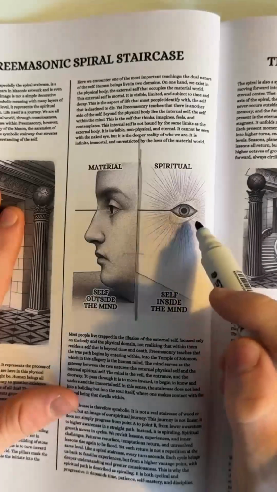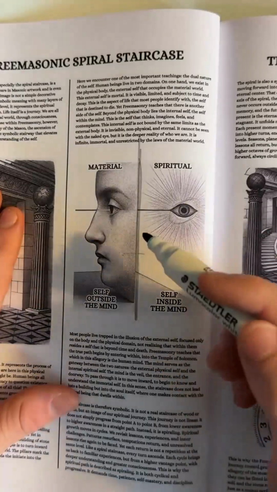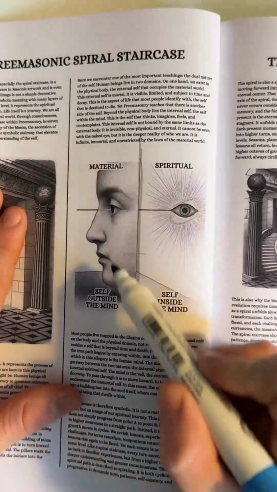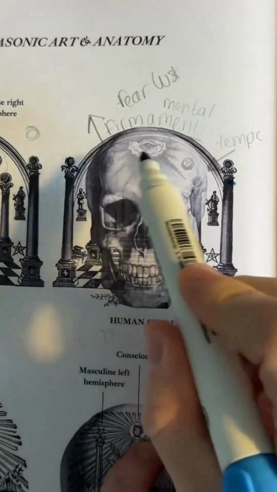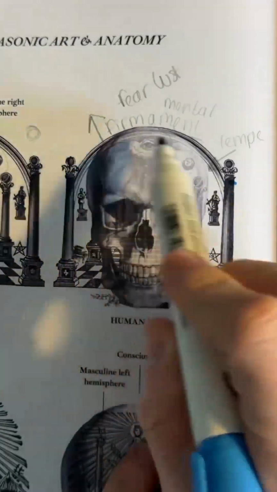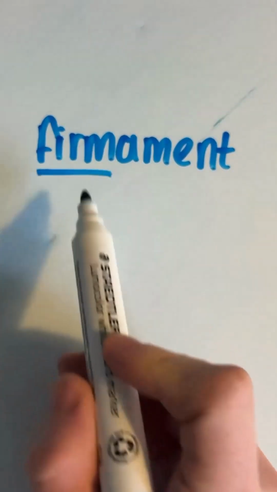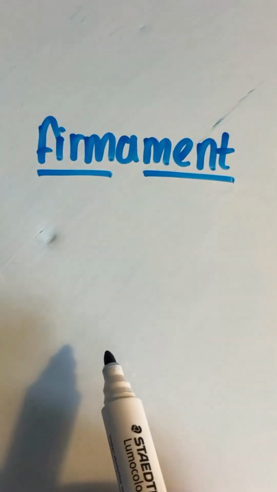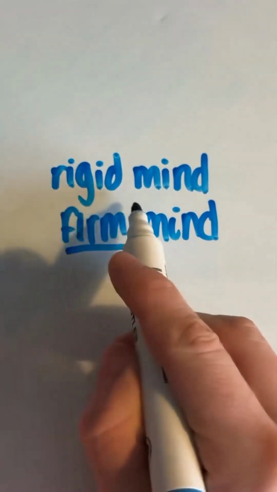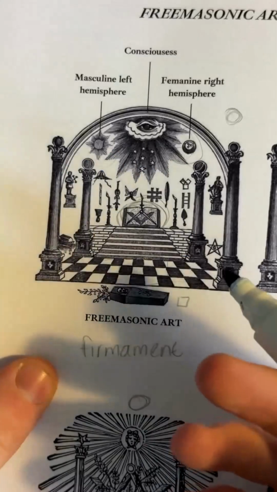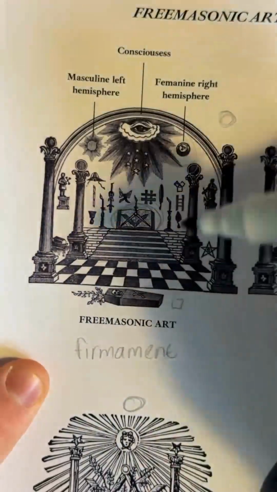And you, the I am awareness, live inside the temple of the mind, and the mind then lives inside the physical body. That's why the side of your head is called a temple. You live inside your head, and your head or your skull is the firmament. The word firmament can be broken down into firm and ment, coming from mental or mind. The word firmament literally means a firm or a rigid, solid mind. Firmament is known for being a barrier between the physical world and the spiritual world.